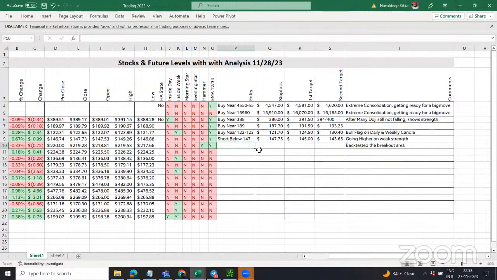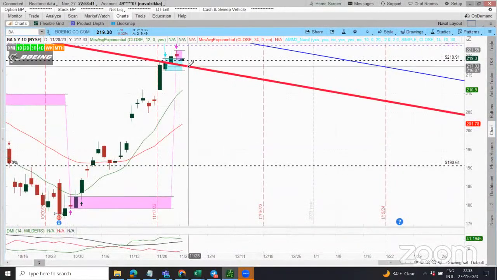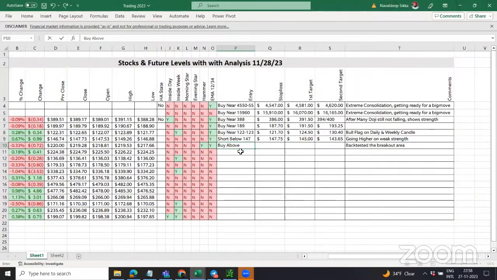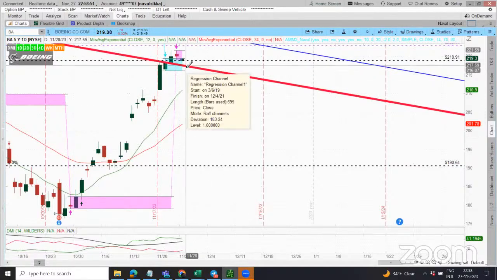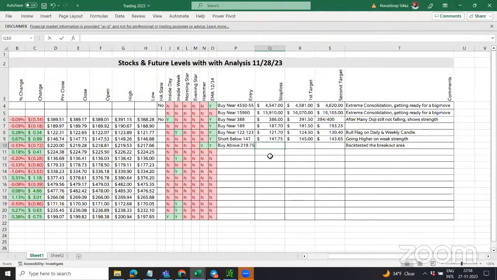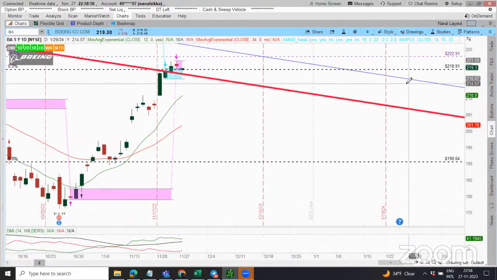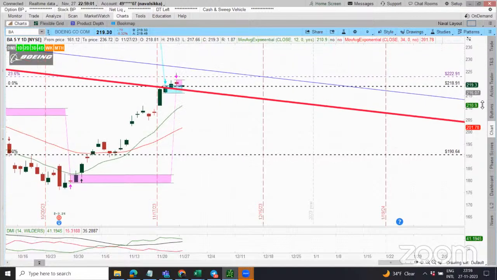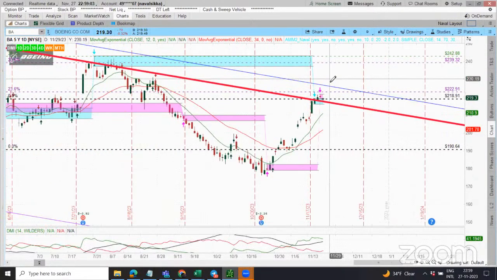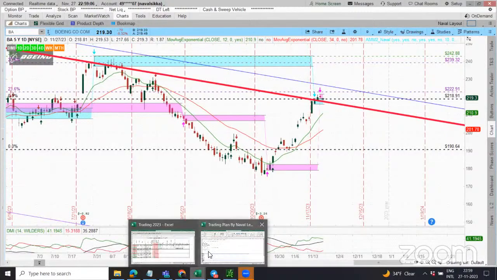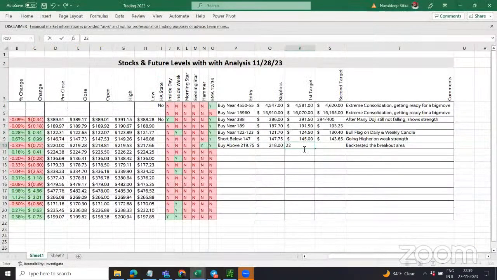So I'm fine. I want to buy above 219.75. Stop loss is my red line, which is 218. And then my target is 223 and 229.